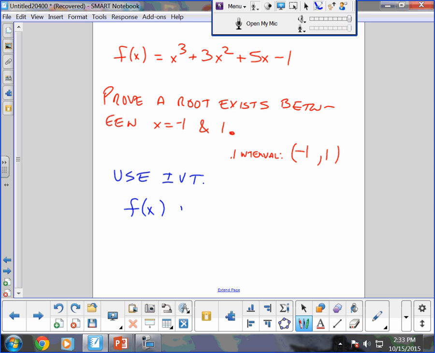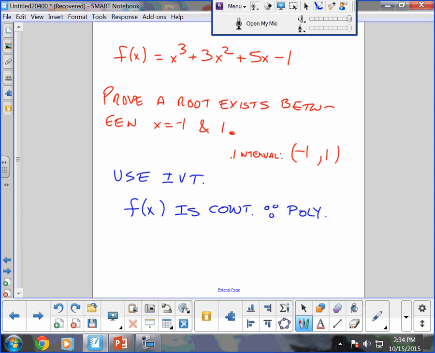First thing I say is f of x is continuous. You really do have to say it's continuous. You have to somewhere say this. And the reason? How about because it's a polynomial? That's enough of a reason. We know by function types that polynomials, roots, trigs, and rationals are continuous in their domain. Polynomials are defined for all reals, so you don't even have to worry about it. There are no vertical asymptotes on a polynomial. So I just say f of x is continuous because it's a polynomial.